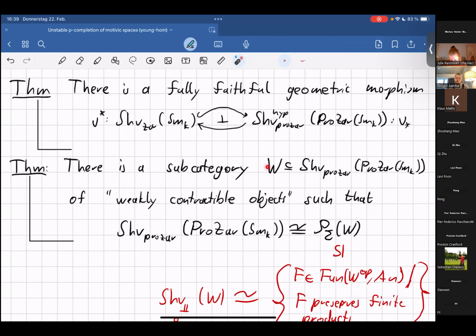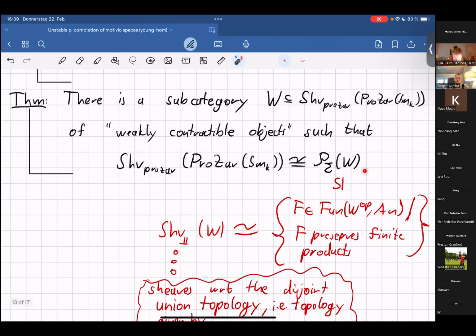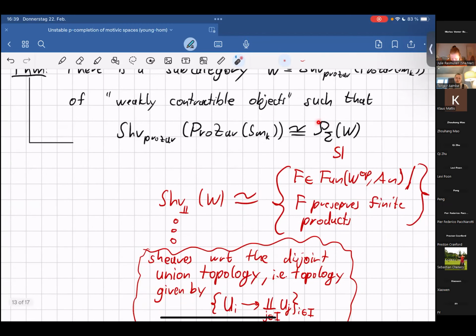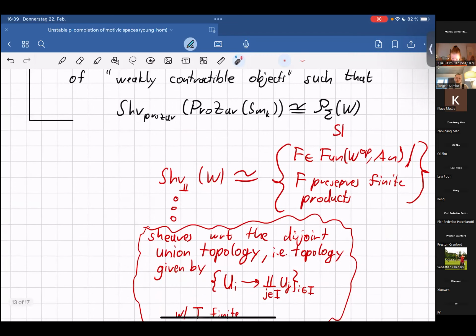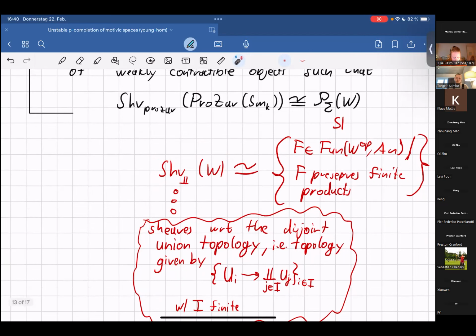is that there is this subcategory W of weakly contractible objects, which are compact projective generators, such that the pro-Zariski topos is isomorphic to this P sigma guy on W, and this P sigma guy on W is just presheaves on W which preserve finite products. But because we have an opposite here, this just means that it takes disjoint unions in W to a product in anima. And then you can also show that this is the same as sheaves on W with the disjoint union topology. So covers are given by disjoint unions of schemes.